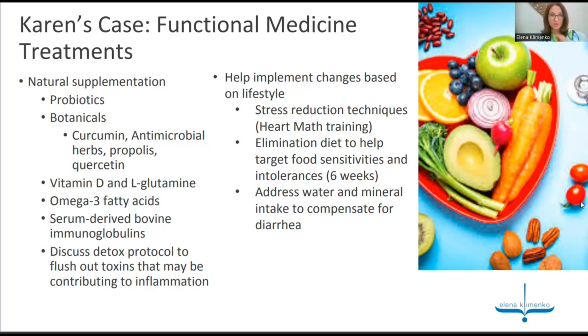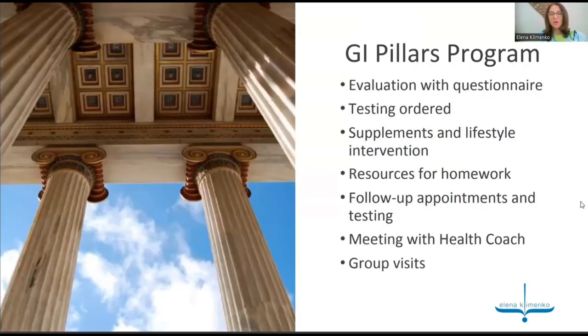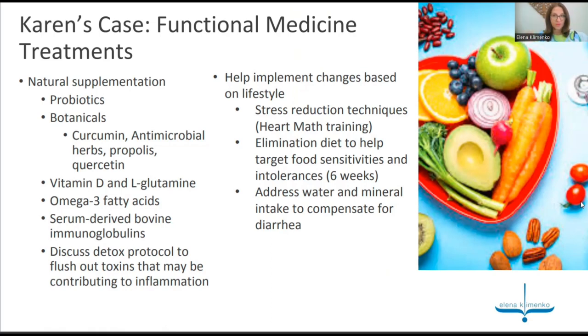And we discussed that in the future she needs to do a detox because she has a lot of exposure to environmental toxic factors. And we make sure she's drinking half of her weight in ounces to compensate for her diarrhea, along with electrolytes. So she gets better. She gets better, and now she is working on stress reduction.